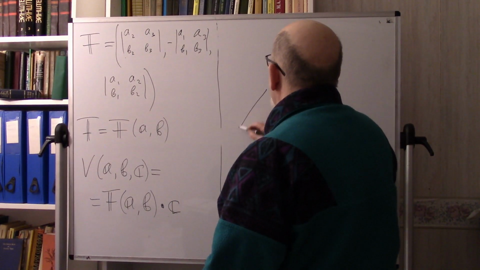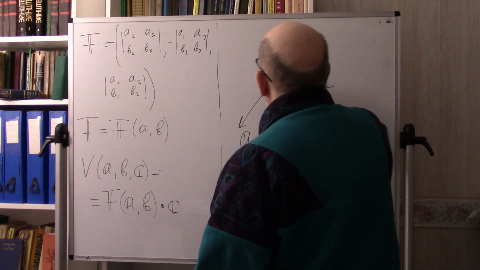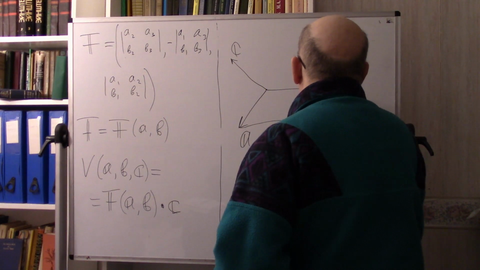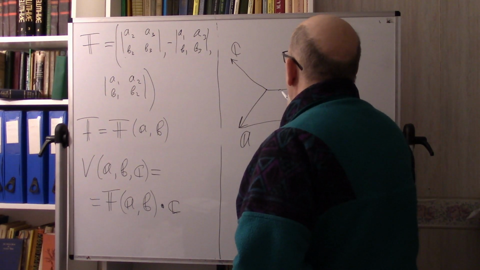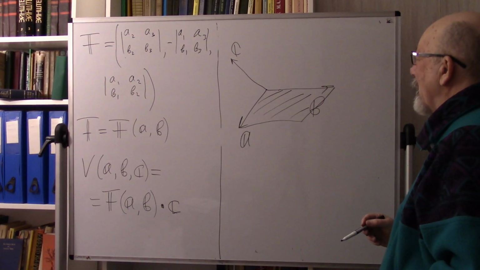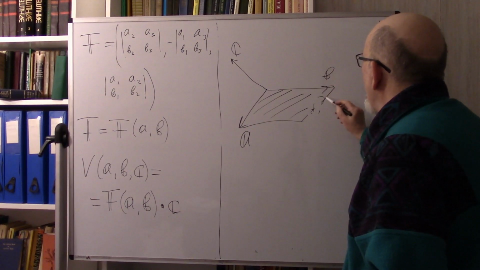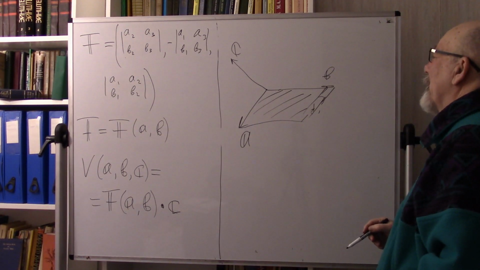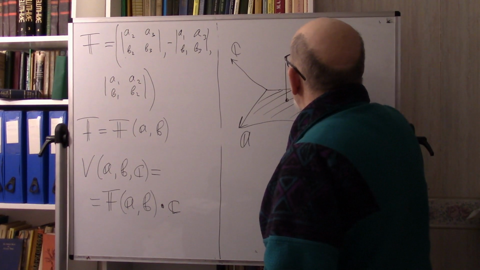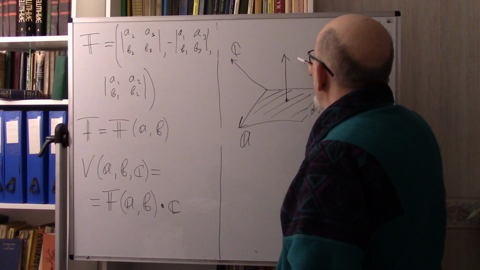Geometrically, consider vector A, vector B, and vector C. We find the area of the parallelogram spanned by A and B. Let us consider the unit vector which is perpendicular to the plane of this parallelogram, which we denote by E.